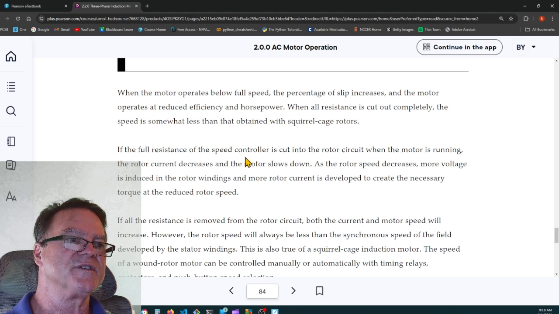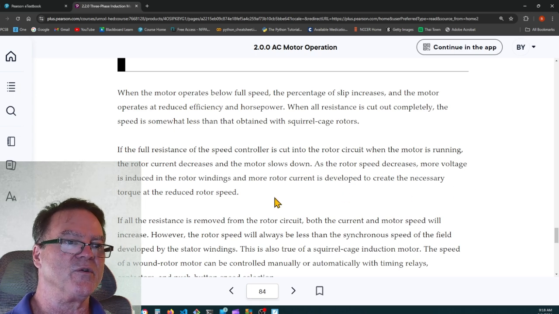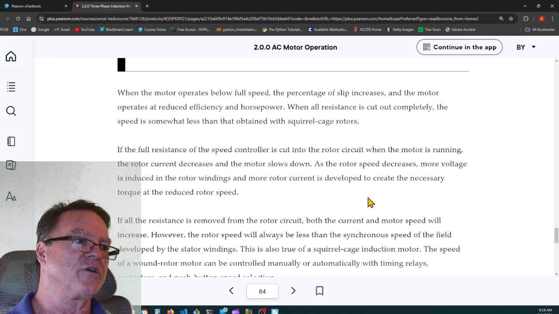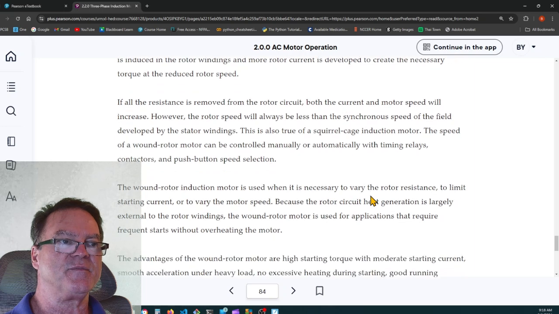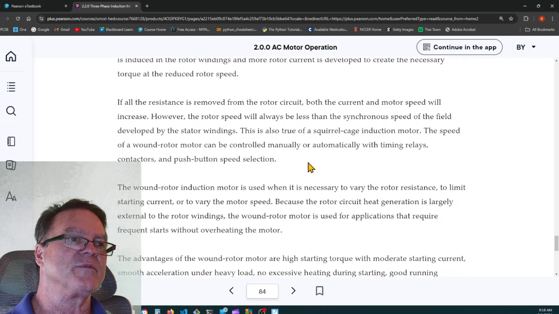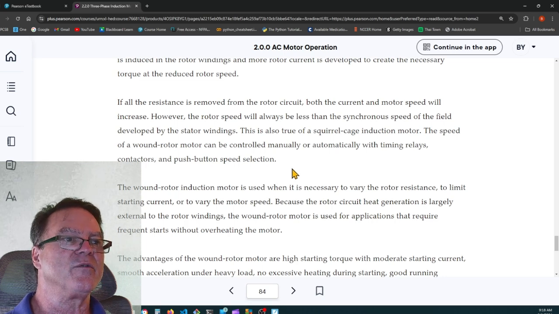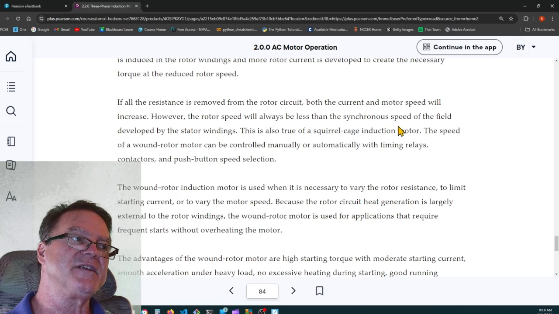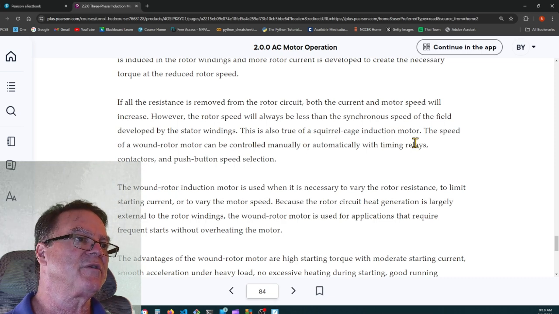If the full resistance of the speed controller is cut into the rotor circuit when the motor is running, the rotor current decreases and the motor slows down. As the rotor speed decreases, motor voltage is induced in the rotor winding and more rotor current is developed to create the necessary torque at the reduced speed. If all the resistance is removed from the rotor circuit, both the current and motor speed will increase. However, the rotor speed will always be less than synchronous. Remember, this is also true of a squirrel cage induction motor.